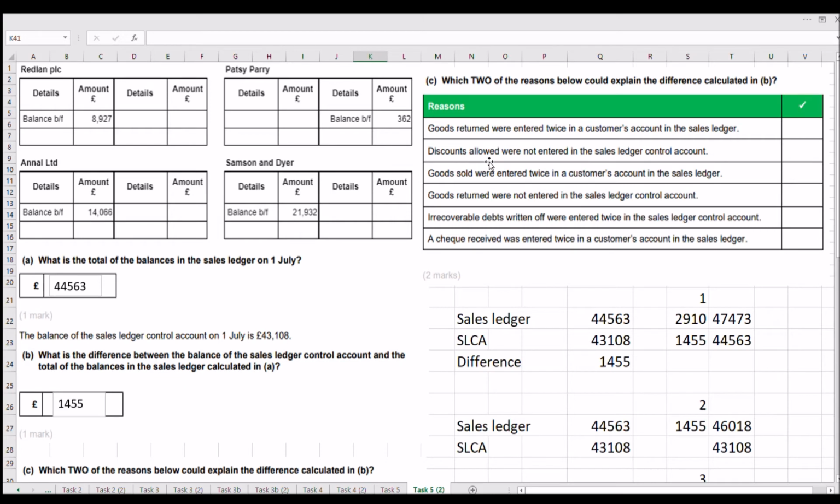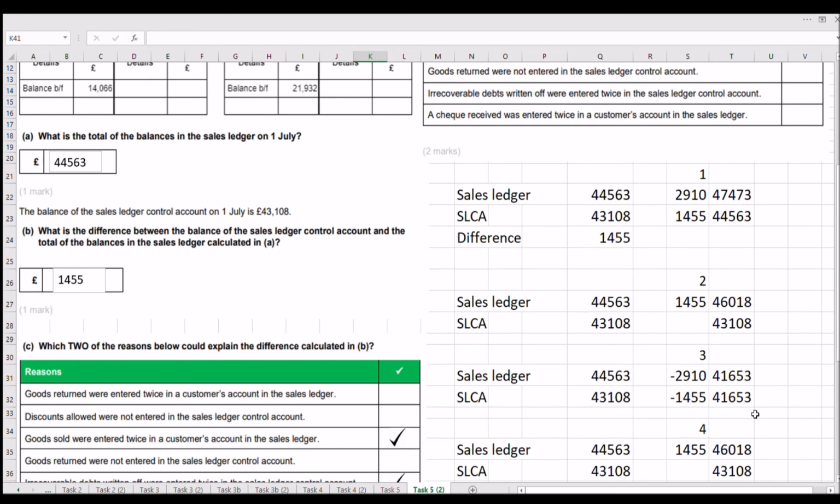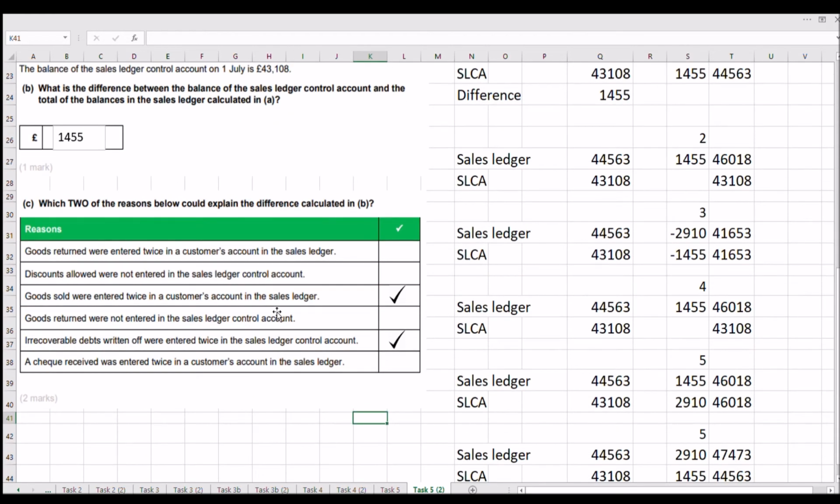In the second one, discounts allowed. It would be credit the sales ledger control account. They were not entered in the sales ledger control account, but they were entered in the sales ledger. So to reverse it out, we debit the sales ledger, nothing in the sales ledger control account, and is it the same? No. So it's not that one. Okay, let's do the third one then.